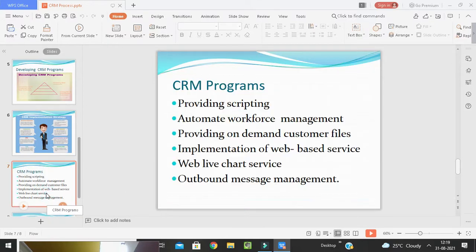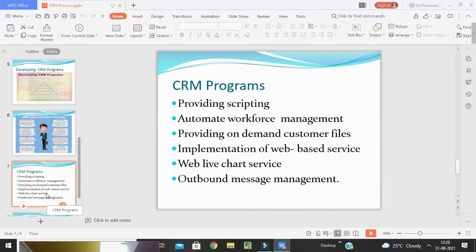Now, what are the programs that CRM should follow for its upcoming challenges? First, they have to provide scripting. Providing scripting is the first and foremost requirement of a good CRM program, providing scripting to customer sales and telesales staff. Second is automated workforce management, because in order to optimize customer support, we need to automate workforce management. Then providing on-demand customer files. Whatever files the customers demand, you have to provide them in a pleasant and orderly sequence.